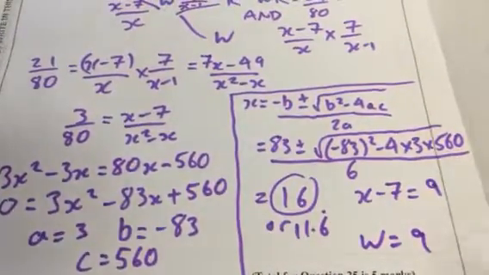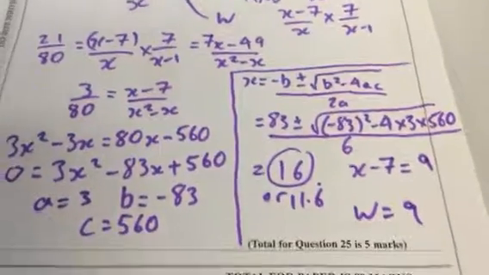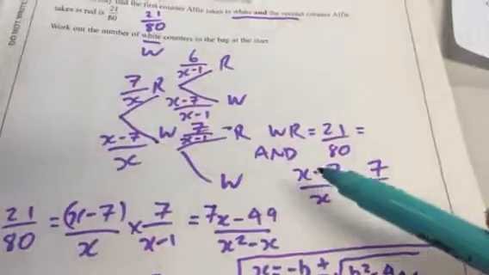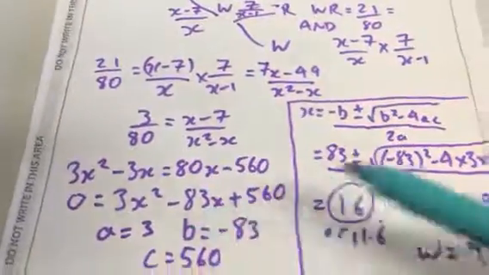Okay, so thanks for watching. It's quite a lengthy question there. It was for 5 marks. We had to use tree diagram and the AND rule. We had to use some algebra, and then we had to use the quadratic formula.